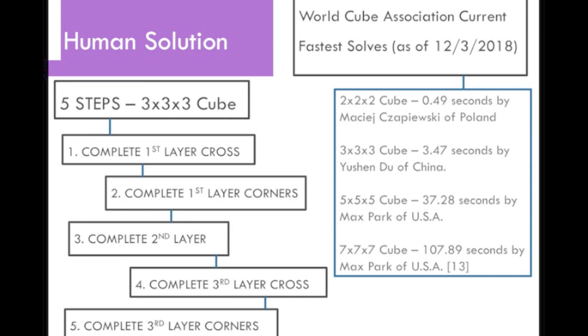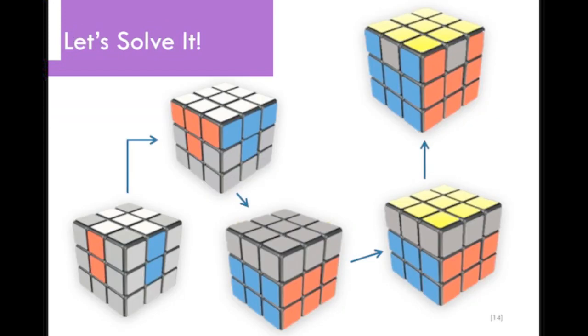In the right corner of the screen, you'll notice the World Cube Association's current fastest solves are listed. For the Pocket Cube, it was solved in 0.49 seconds. That is insanely fast. For the 3x3x3 cube, 3.47 seconds, and you'll see how it goes up and up as the cube gets larger.